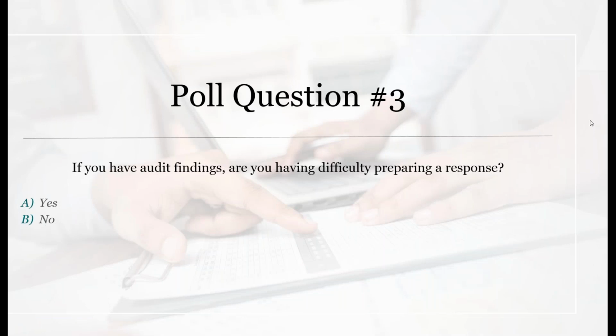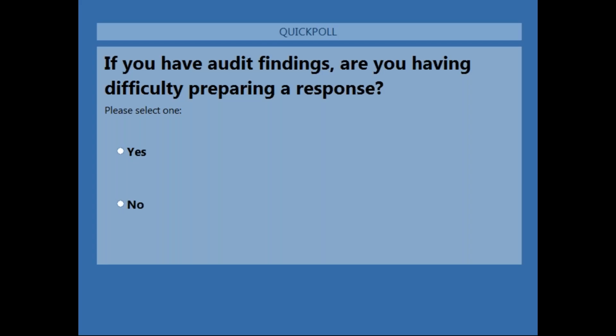Great, thanks, Kelly. So we've reached our next poll question. We want to open this up to the group. If you have or currently have or in the past have had audit findings, how have you found the process for preparing a response? Are you having difficulty with that? Is that something that's easy for you?